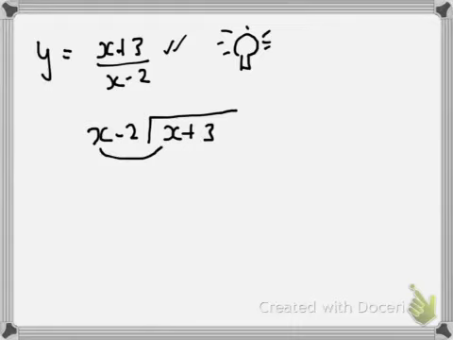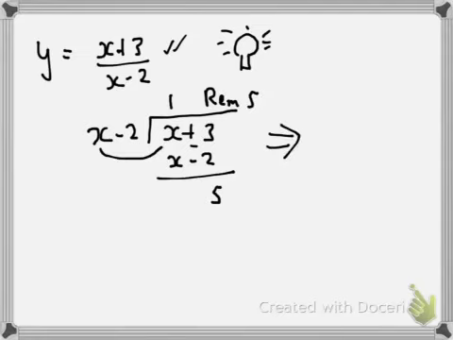Okay, so let's start. x and x goes once, and then we multiply through. 1 by x minus 2 is x minus 2. Subtract. 3 minus negative 2 is 3 plus 2 is 5. So our answer is 1 remainder 5. Remember that we can also write that as 1 plus the remainder over the expression we divided in the first place, our divisor there, x minus 2.